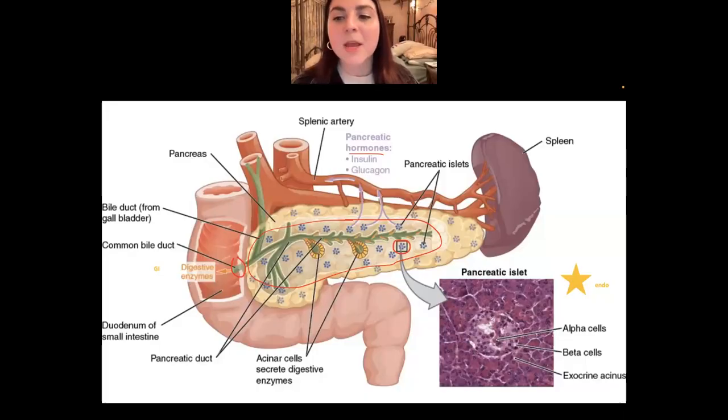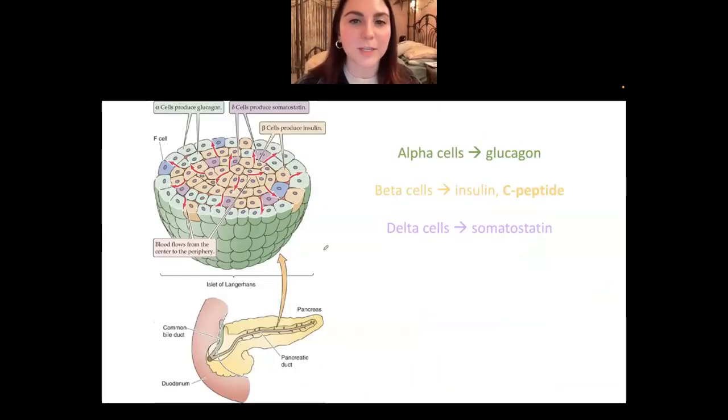If you zoom in on them, there are three main cells to know. I think they only show two, but there are three: alpha cells, beta cells, and delta cells. Your alpha cells are in green, so everything in green here. Your beta cells are in yellow, and they secrete insulin. And delta cells are in pink. I tried to color code it so you can see that an islet of Langerhans is primarily a bunch of these cells. You should definitely know which cell secretes what.